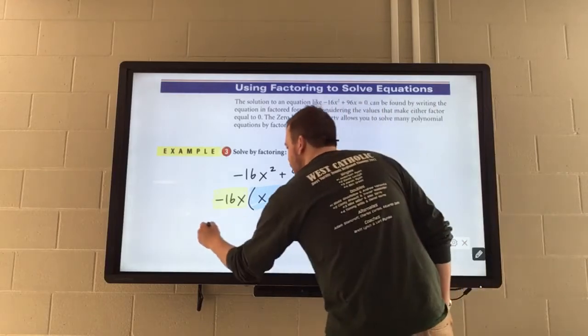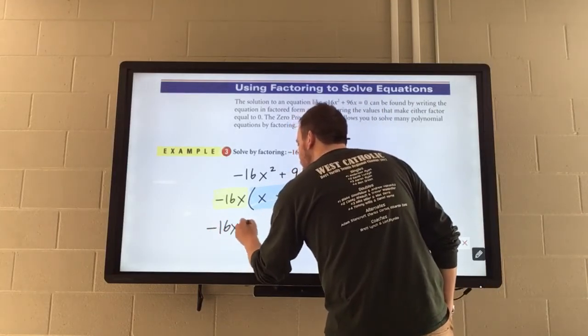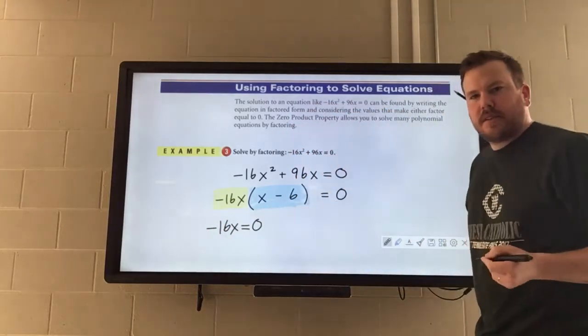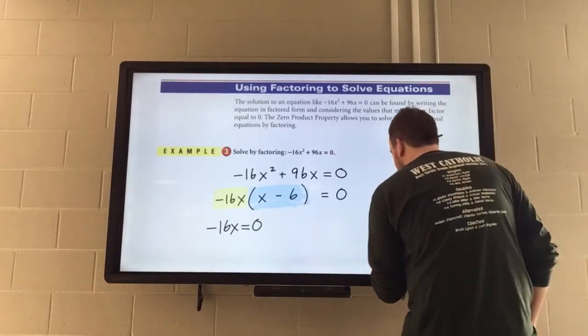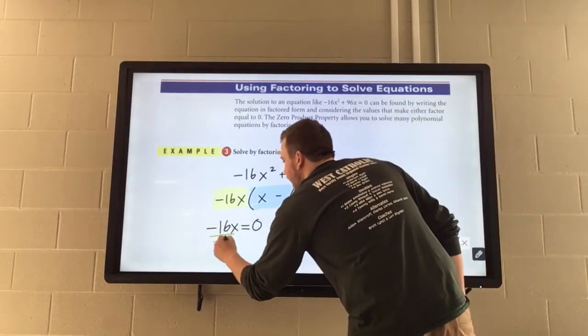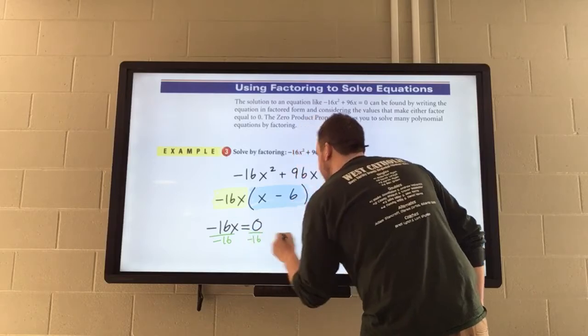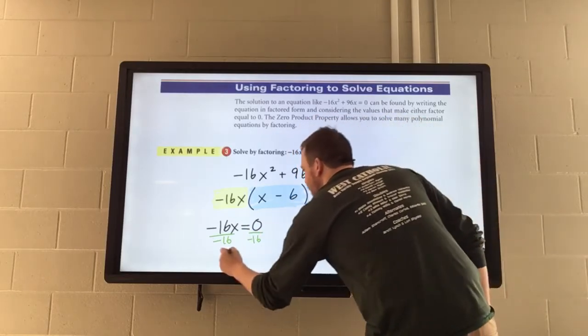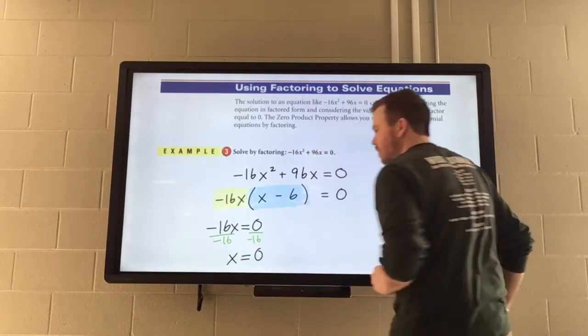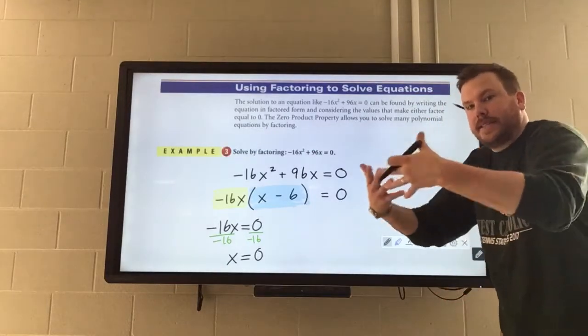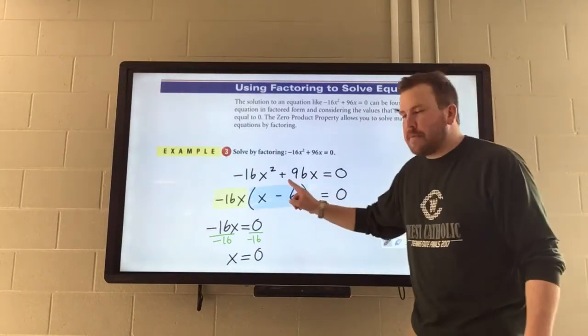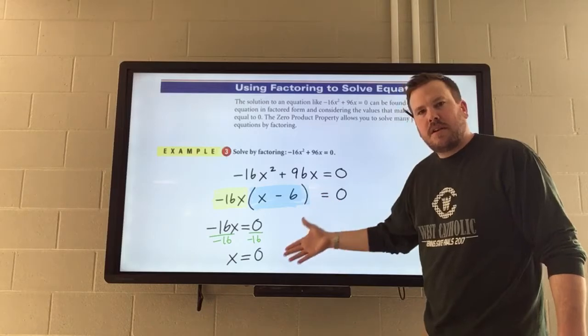Let's start with the yellow number. Negative 16x, what makes it 0? Well, let's find out by setting it equal to 0. To solve for x, I would just divide both sides by negative 16, leaving me with x equals 0. So 0 is a zero of the function, meaning if I plug in 0 for x, the function equals 0.